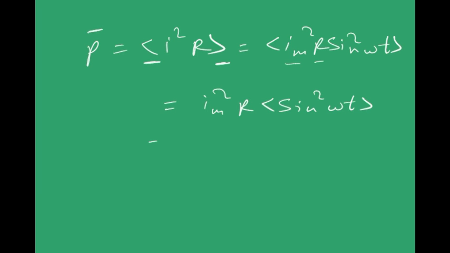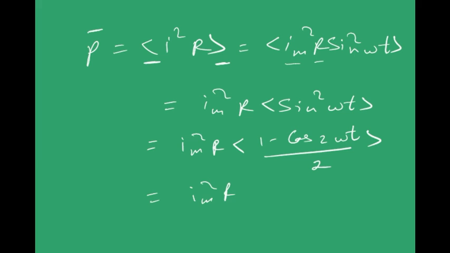And there is a mathematical identity which says sine square theta is nothing but 1 minus cos 2 theta by 2. So from that I can write sine square omega t as 1 minus cos 2 omega t whole divided by 2. And 2 is also a constant. So Im square R by 2. And here inside the brackets I have 1 and cos 2 omega t. 1 is also a constant. So finally I have to take the average of only cos 2 omega t.